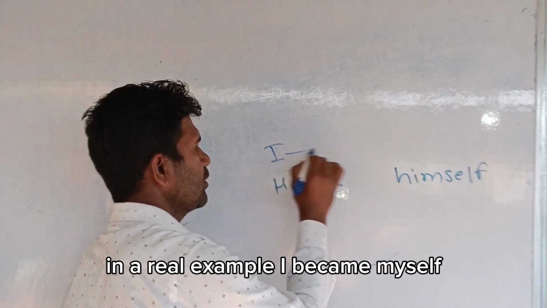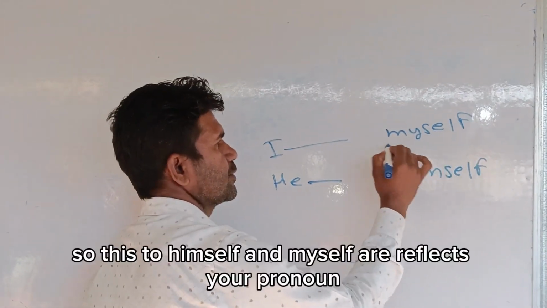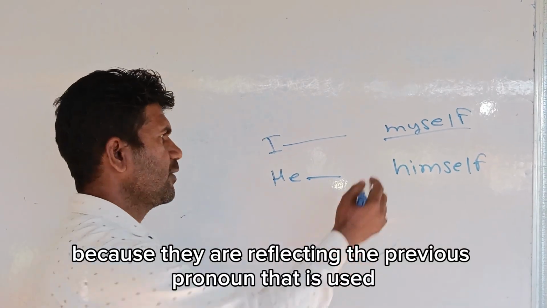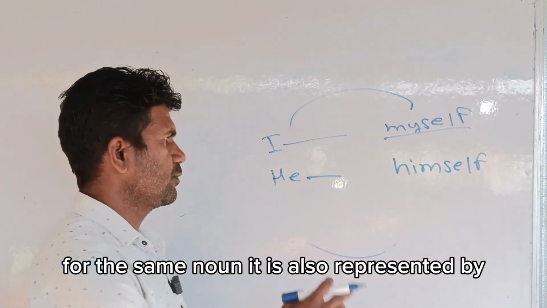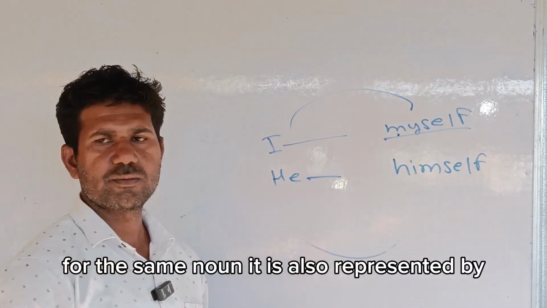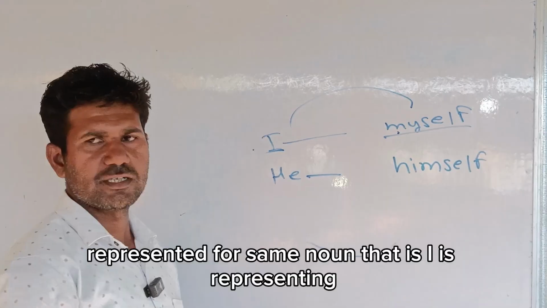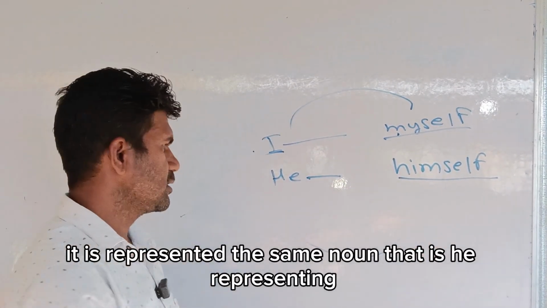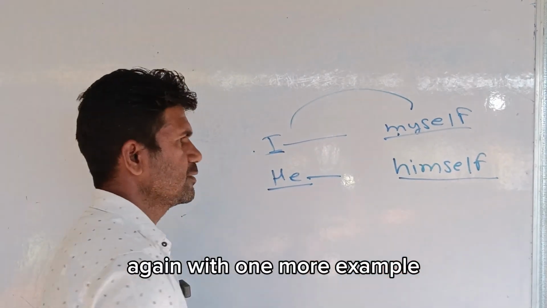In our real example, I became myself. So these two, himself and myself, are reflexive pronouns because they are reflecting the previous pronoun that is used for the same noun. It is also represented for the same noun that I is representing, or in this case the same noun that he is representing.